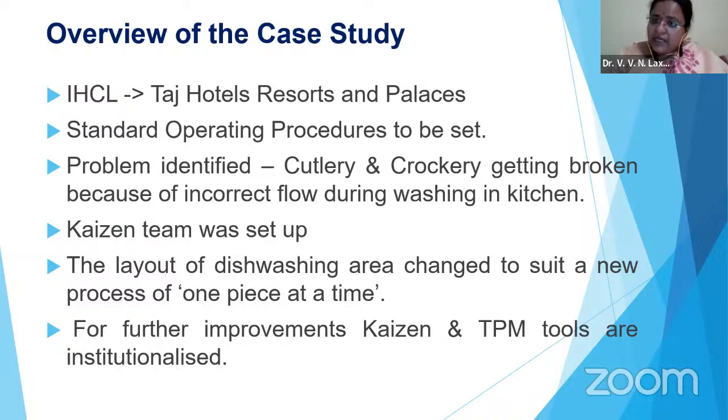And once they have studied these processes, they have realized that, basically because of these two reasons, that is, one is the depth of the sink and the other is the steel and the fragile crockery are put up together in that particular area or in that particular wash. That is the main reason for that. So they came up with a solution as one piece at a time. Okay. So this was the first problem and the solution.